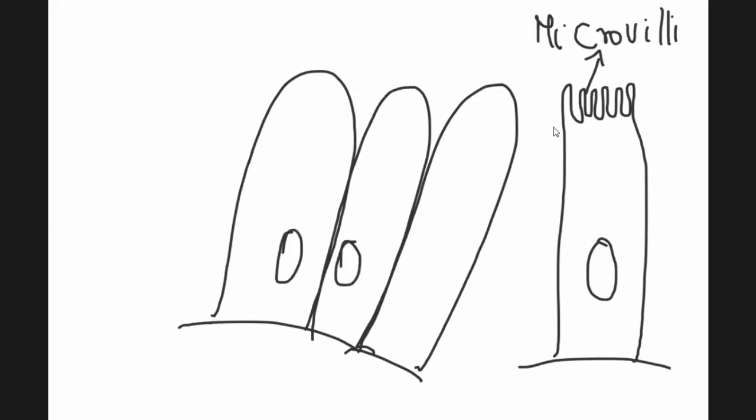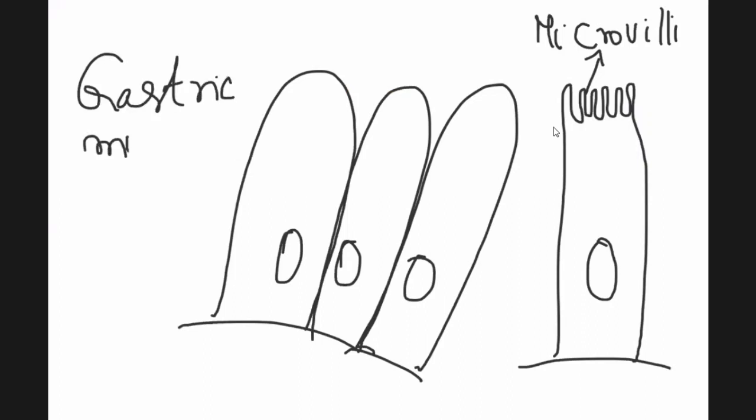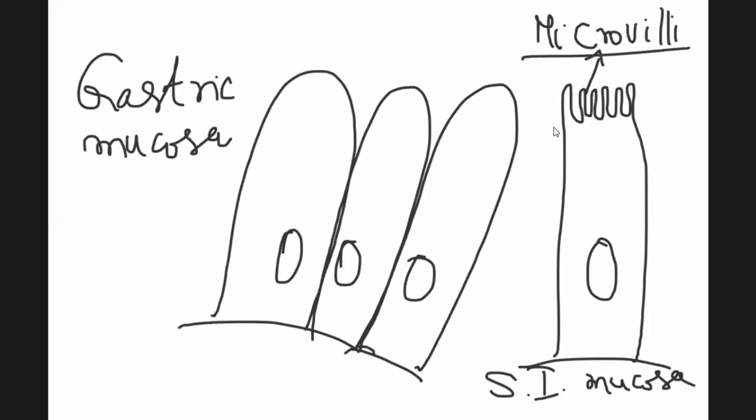One question: does gastric mucosa show microvilli? No, ma'am. Small intestine mucosa? Yes, ma'am, it shows. So in the small intestine mucosa, the free surface may show cell membrane folds which absorb. They are called microvilli. And in the gastric mucosa, there are no microvilli and no cilia also.